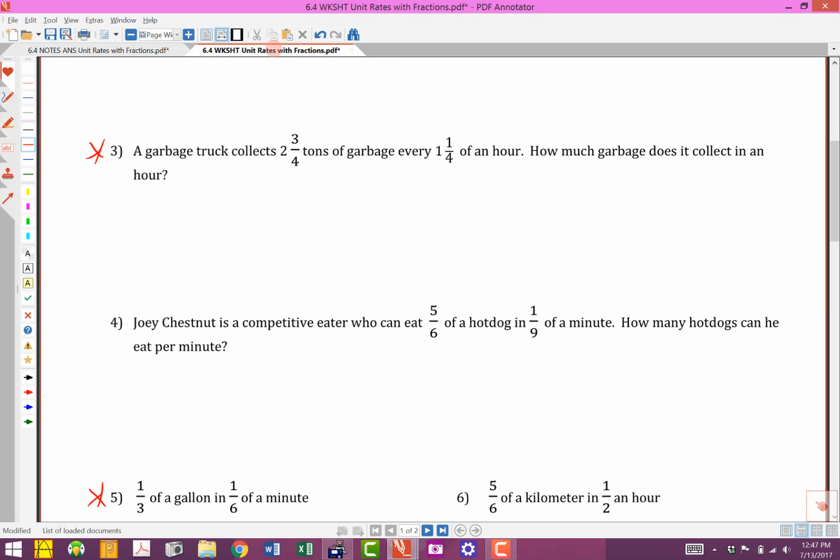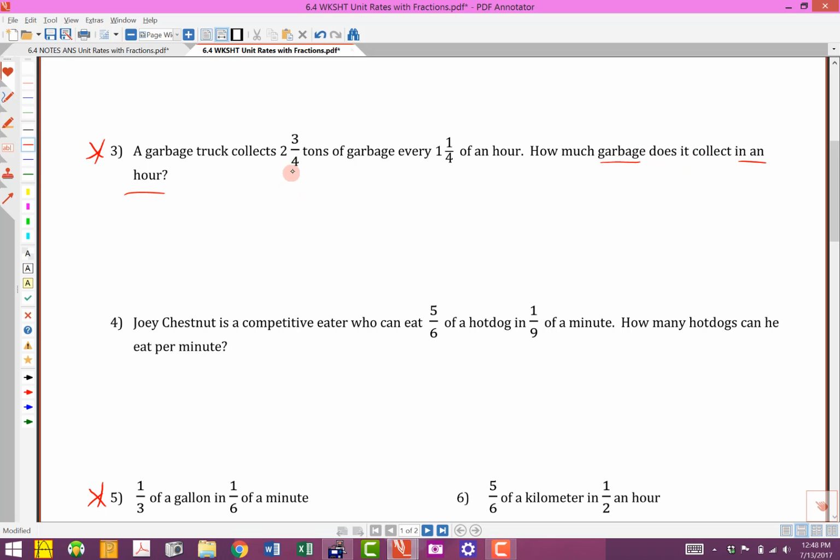And then let's take a look at a couple of problems from your assignment. So this is number 3. It says a garbage truck collects 2 3/4 of a ton of garbage every 1 1/4 hours. How much garbage does it collect in an hour? So again, weird way to gather data and information, but we're going to go with it. And it says, how much garbage does it collect in an hour? So this would be like garbage per hour.